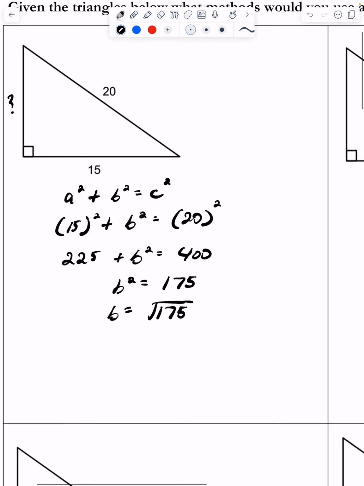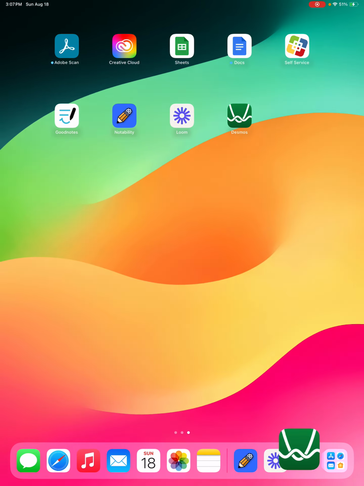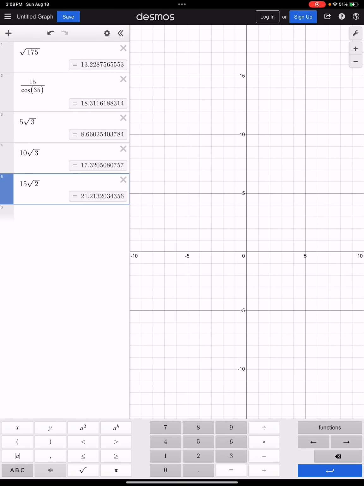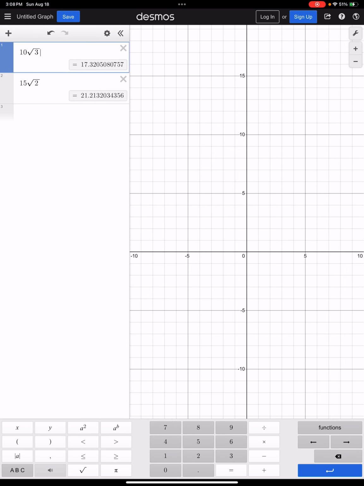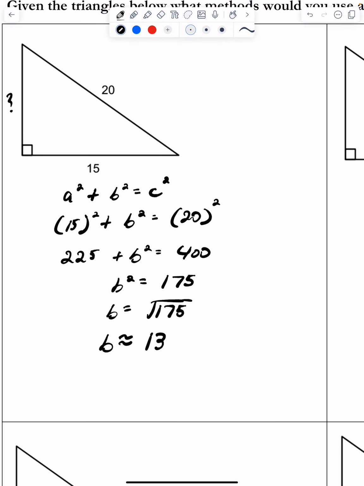If you wanted to reduce that, you could, or I'm going to go to my Desmos calculator. See, I've already kind of done some work here. Had some issues with Loom, but we're figuring it out. Square root of 175 is approximately 13.2. All right, so that is going to be my side length.